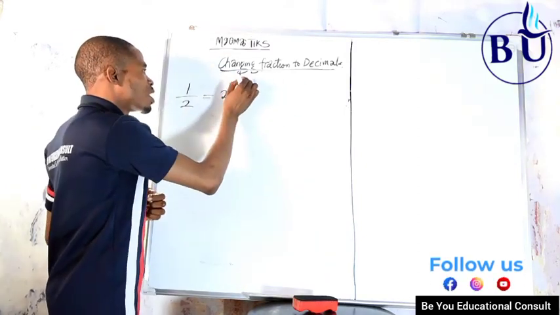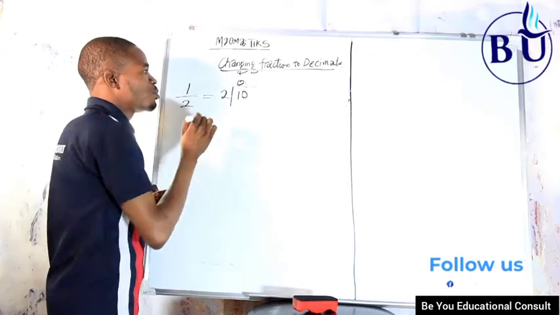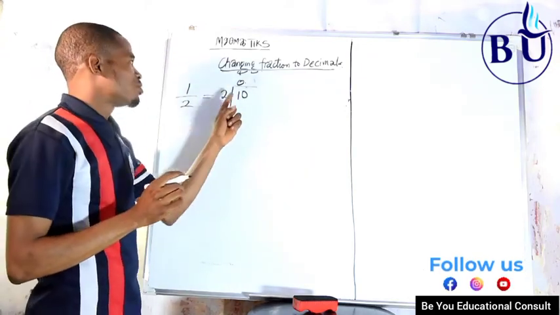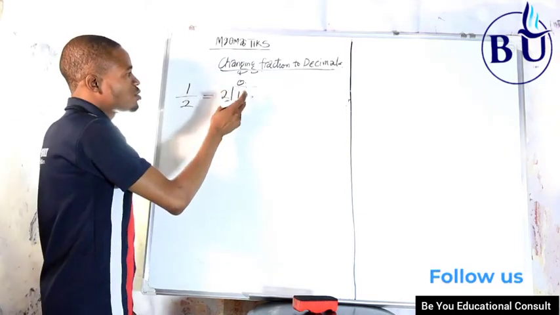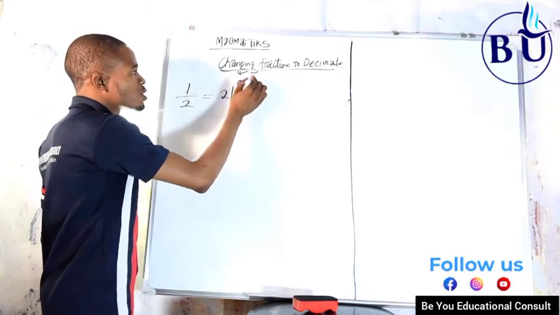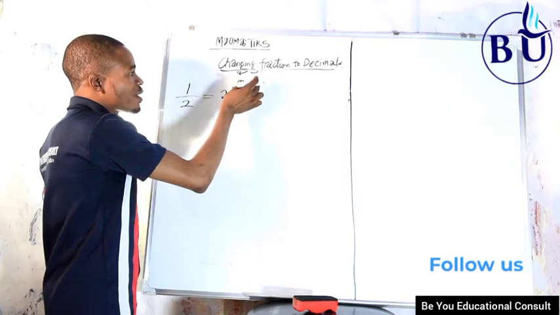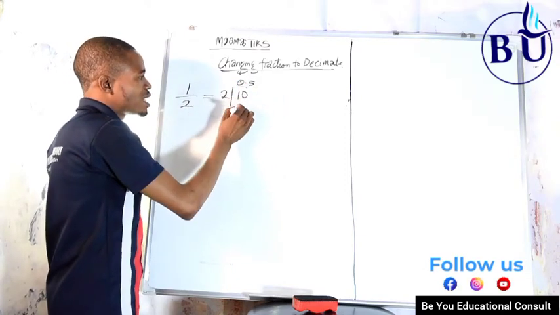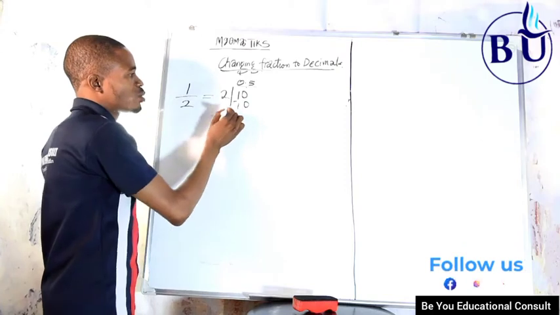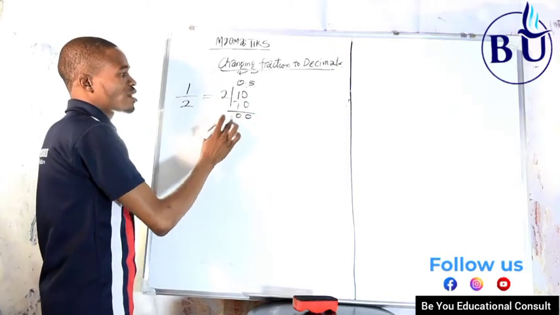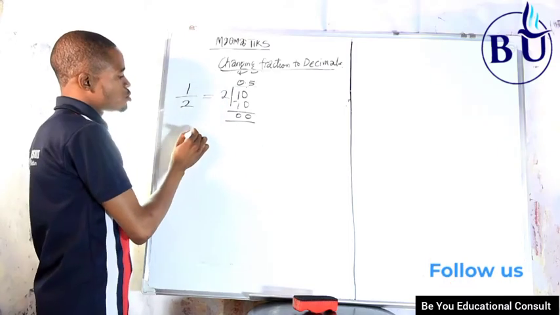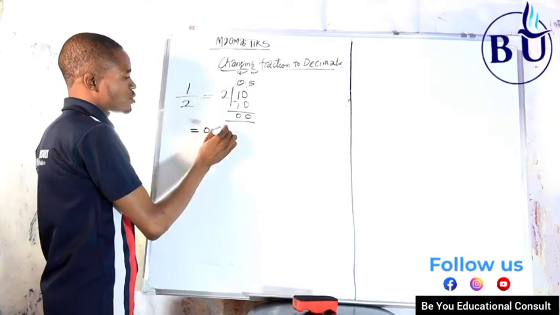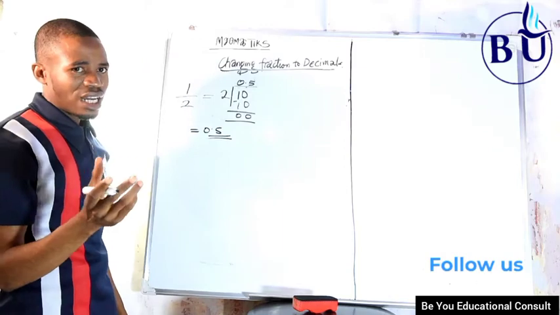You ask yourself, 1 divided by 2, it cannot. You write 0 and put a point here and add 0 here. Remember, for the first one, if you cannot divide, add 0 and a point, then add 0 to this. Then ask yourself, 20 divided by 2 will give you what? 10. Then 10 times 2 will give you 20. Remember, we put a minus sign here. So minus, it gives you 0. As we got 0, that means changing 1/2 simply means 0.5.